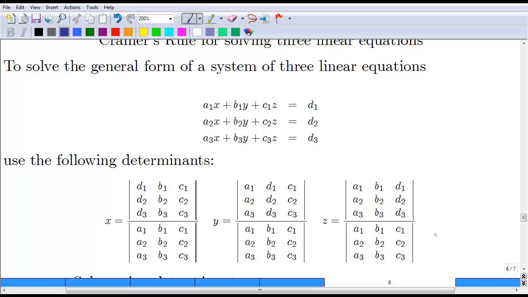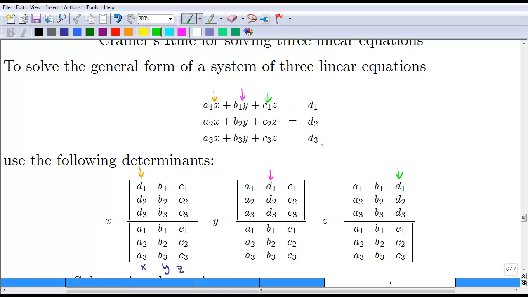In essence, our denominator is going to be the coefficients on x, y, and z, and whichever variable we are looking for, we will replace that column by the constants on the other side, in this case d. So you'll notice that for x we replace the first column, for y we replace the second column, and for z we replace the third column of coefficients with our constants on the other side of the equation.